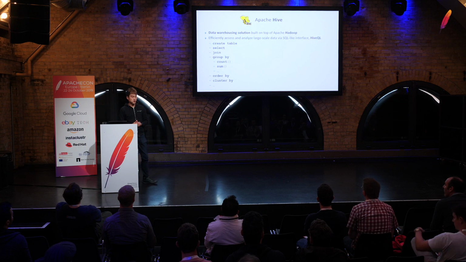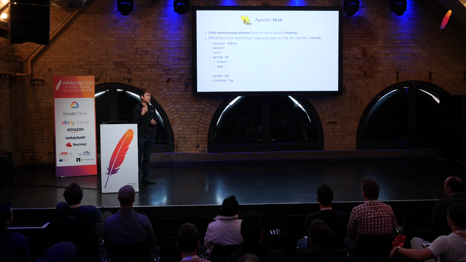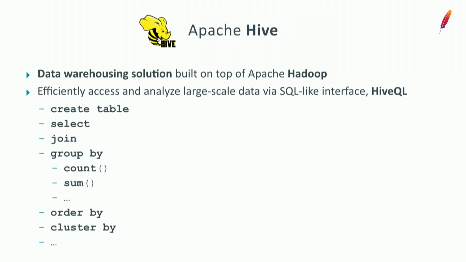First of all, let me start with the basics of Hivemall. As many of you may already know, Apache Hive is an open source data warehouse solution. You can store a massive amount of data in a scalable manner, and you can access the data by writing a query. It's just like standard SQL. You can apply create table, select, join, group by, or order by, and also, since it's scalable, you can apply the cluster by operation on top of that.